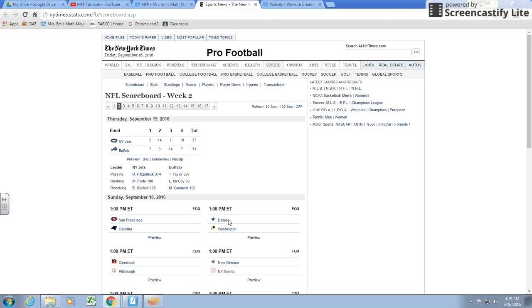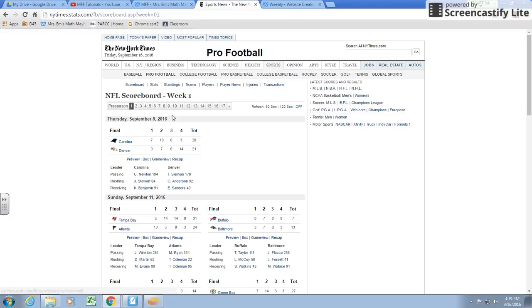Now, an important thing to remember is that it always brings you to the following week scores. So right now we're in week 2. We want week 1 scores. So select week 1 to make sure we can figure it out. Now, the kicker we're going to look at is the Carolina kicker, Graham Gano. So luckily, Carolina's listed right here. So I'm going to click on the word box to bring up the correct statistics.